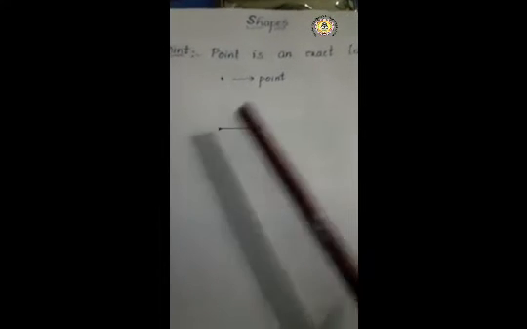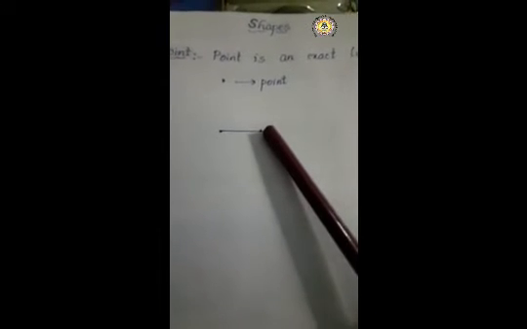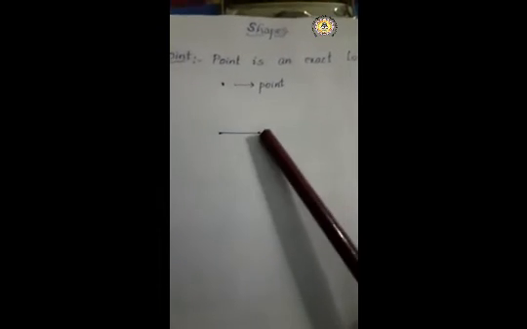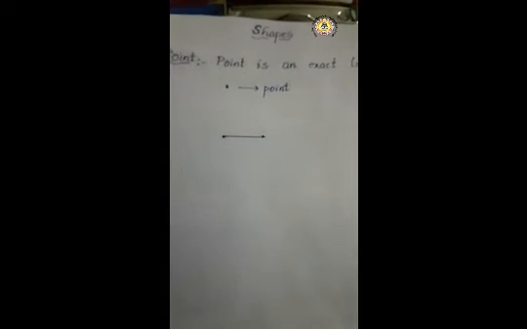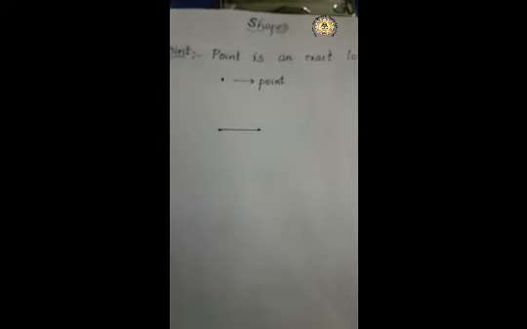Point is an exact location. Represent with dot. I have to read this dot as point. Children, look here. Here I took 2 points. Now I have to join these 2 points. Okay. So once you look, then this is the starting point and this is the ending point. One starting point and ending point. Both 2 end points for this one. This is called as line segment.